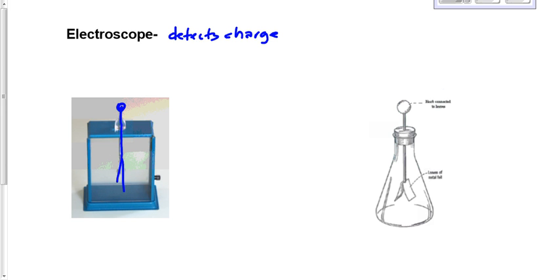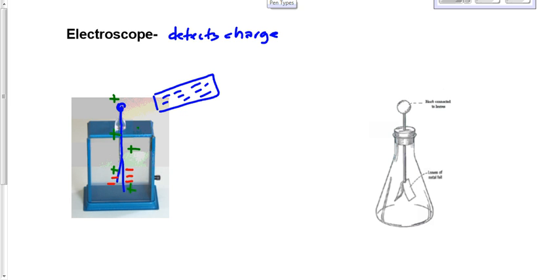Conductor still though. If I was to bring a negatively charged object nearby, what would happen? Well, remember that this thing is neutral to start off, right? With positives and negatives all over the place, balancing each other out. But if I bring a negative nearby, the protons are going to stay where they are in the electroscope, but the electrons are going to move. They're going to be pushed away, down into the leaves of the electroscope.